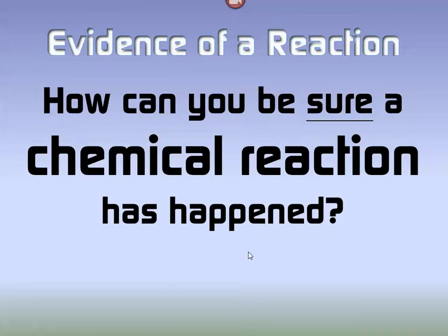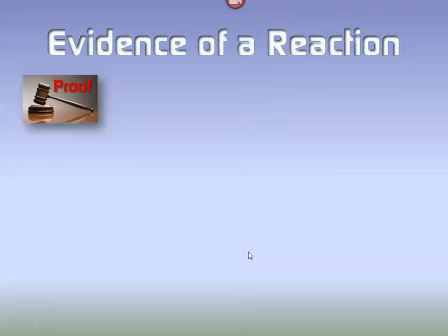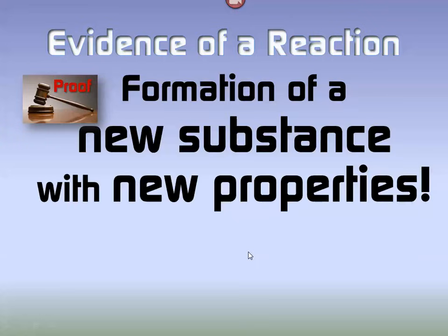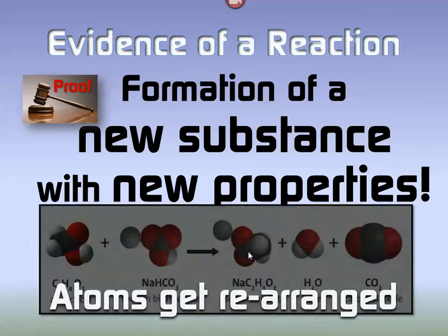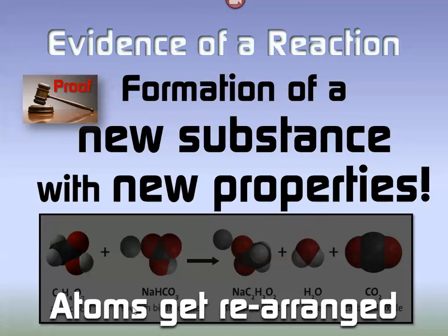So how can you be absolutely sure that a chemical reaction has happened? There's only one way. The proof is formation of a new substance with new properties. In other words, the atoms are simply getting rearranged into new compounds that have different properties than the original reactants.